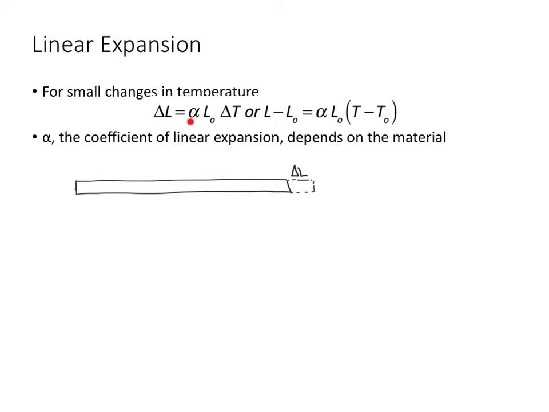Delta L is equal to alpha times L naught times delta T. Alpha is just a constant. It depends on the material. L naught is our original length. Delta T is our temperature change, final temperature minus initial temperature. And again, alpha is called the coefficient of linear expansion, and it just depends on the material. There are tables of these in your textbooks, in the OpenStax textbook, and I will post tables from Mastering Physics on Blackboard so that you have those as well to do your homework.